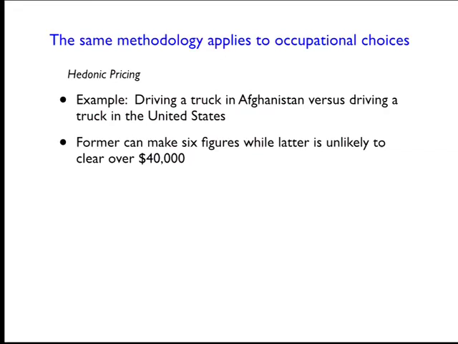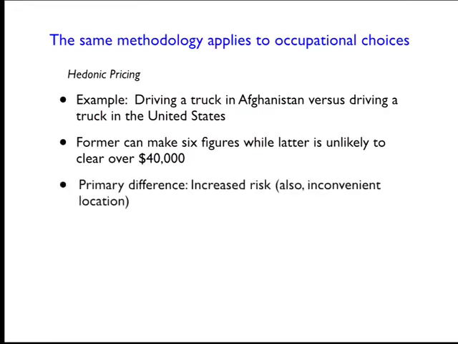So the former, somebody who's, say, driving in the middle of a war zone, could easily make six figures, whereas the latter, somebody just driving a truck around the United States, might only make like $40,000 per year. The primary difference between those two jobs, I mean, in both cases, you're just driving a truck around. Presumably, the roads in the U.S. are somewhat better than the roads in Iraq, but that's probably not going to be the main difference in terms of the disutility that somebody might apply to the former job versus the latter. The primary difference is going to be increased risk, also to a substantial extent inconvenient location, since you're going to have to be away from your friends and family for a while. And so the fact that there are two differences does make it harder to determine exactly how much of the premium to truck driving in Afghanistan is due to the increased risk of the job versus how much is due to the inconvenient location.